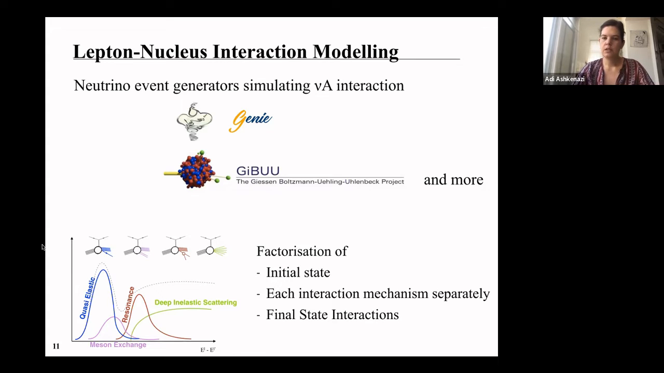First, taking into account the initial state, or modeling it, then each interaction mechanism separately, whether it's quasi-elastic, meson exchange, resonances, or deep inelastic scattering, and then adding on top of that final state interaction. And then there are differences between different event generators: if there's consistency between the initial state and the final state interaction using the same potential, or if it's completely factorized.